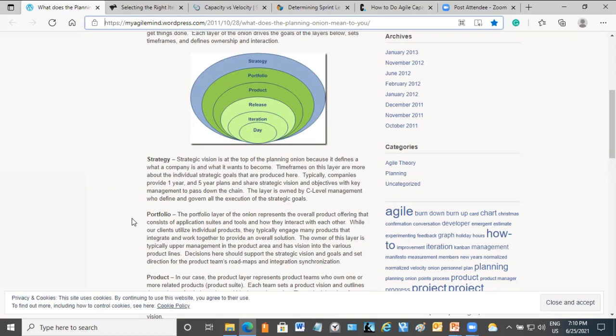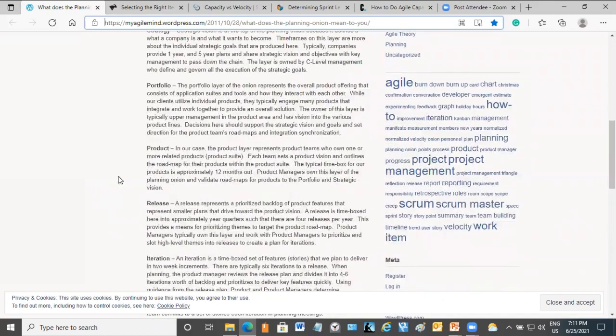The portfolio layer of this onion represents the overall product offering that consists of application suites and tools and how they interact with each other. While our clients utilize individual products, they typically engage many products that integrate and work together to provide an overall solution. The owner of this layer is typically upper management in the product area that has vision into the various product lines. Decisions here should support the strategic vision and goals and set direction for the product team's roadmaps and integration synchronization, which means the investment or the sponsorship of the various products and services is decided in the portfolio layer. Then we have the product layer.